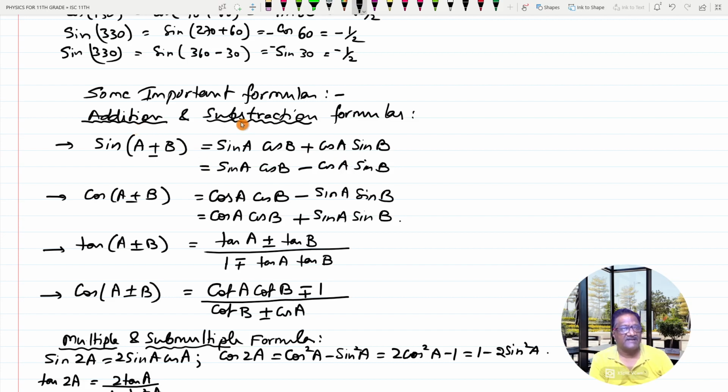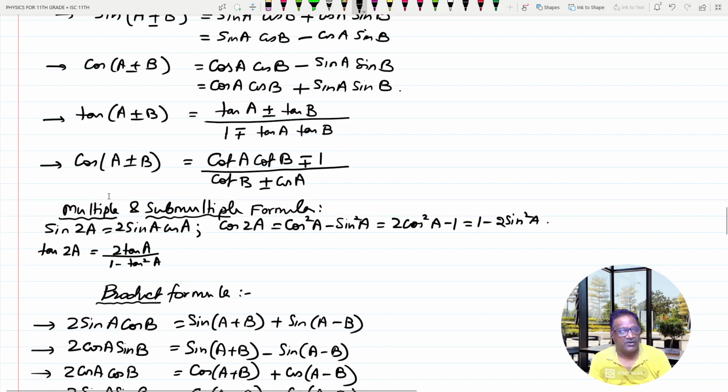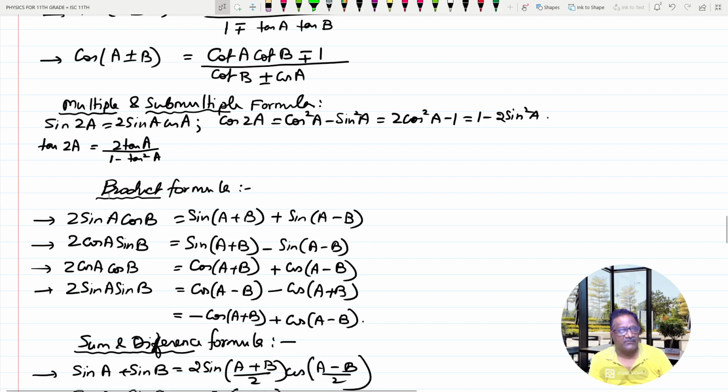There's something called addition and subtraction formula. In that you have these 1, 2, 3, and 4 formulas. Okay, these 4 formulas in totality are known as the addition and subtraction formula. Then you have something called multiple and sub-multiple formulas. Now these are the 1, 2, 3, 4. These 4 formulas are on multiple and sub-multiple formulas. This also you should be very familiar with.